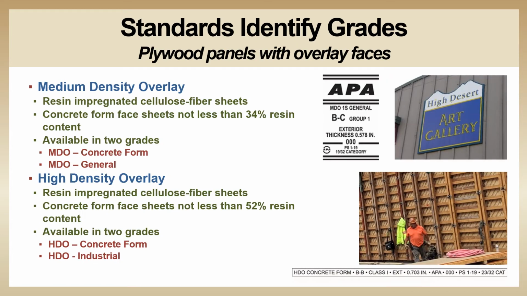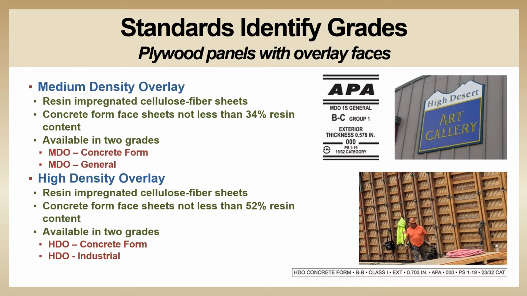There are 2 grades of overlay panels in PS1. Medium density overlays, or MDO, have resin impregnated cellulose fiber faces. The face sheets must have a minimum of 34% resin content. The surface is more durable than the raw wood, and the overlay masks the imperfections in the panel surface when exposed to moisture. MDO is available in 2 grades, concrete form and general.